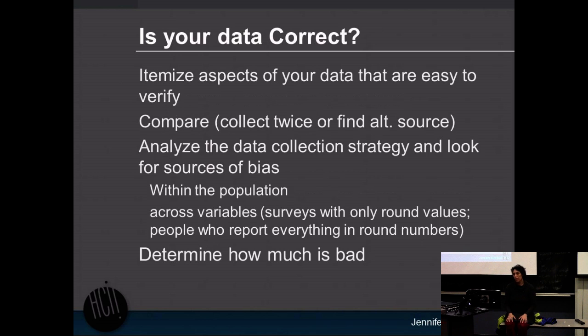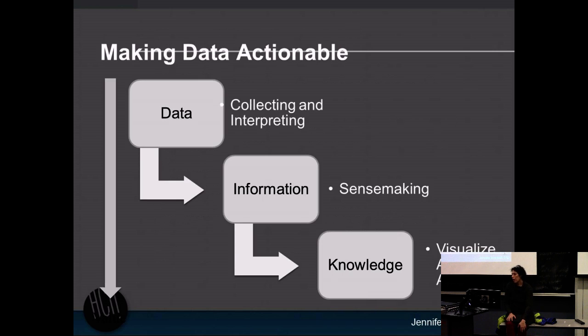With correctness, I often try to itemize aspects of the data that are easy to verify and even look for complementary data like a survey or some sort of US report and see whether my measurements and the things I would expect to see in the data match what really happened. And so I also at that stage of my analysis look for sources of bias within the population across variables, and I try to dig into whether I can trust this data and whether any of it is bad. Okay, so that's really all I want to say about collecting data.